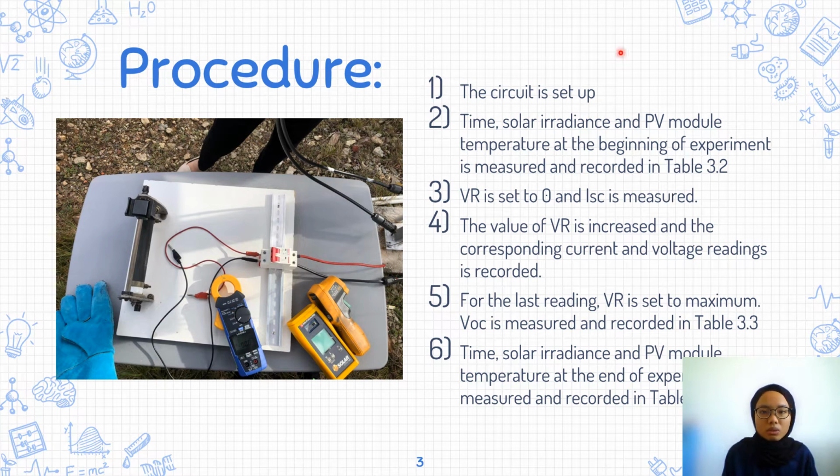Next, we go to the procedure. So this is how the circuit is set up. What material we use is pyranometer. This is pyranometer, voltmeter, clamp meter, PV modules, temperature, wires, and variable resistor.